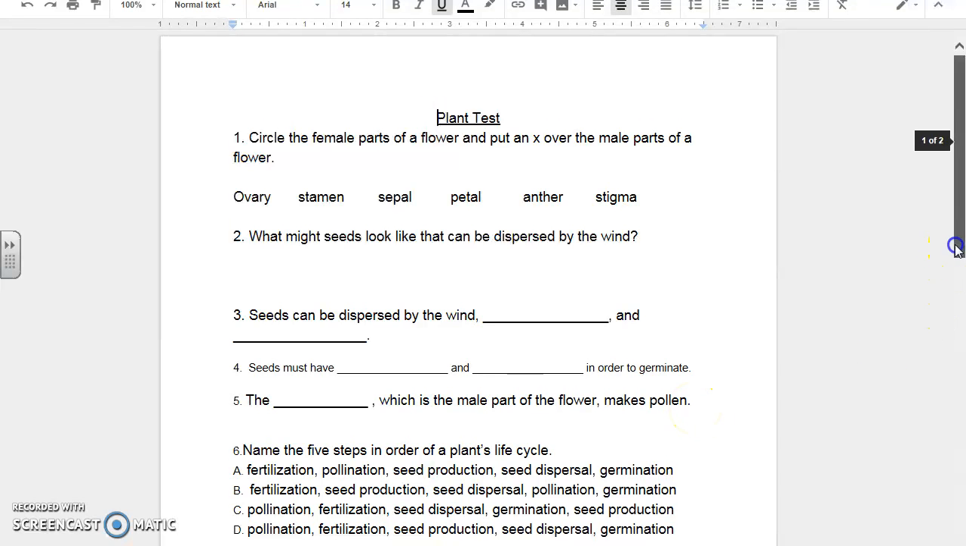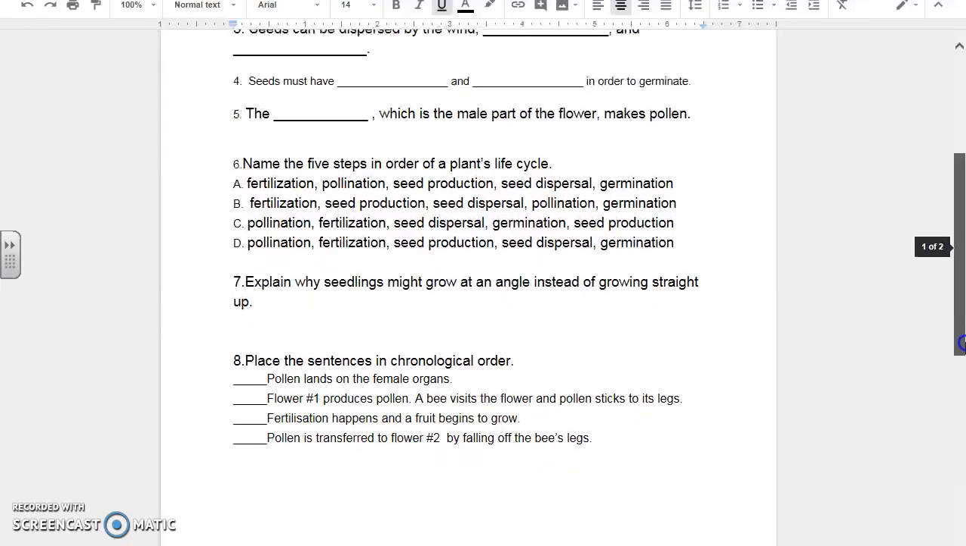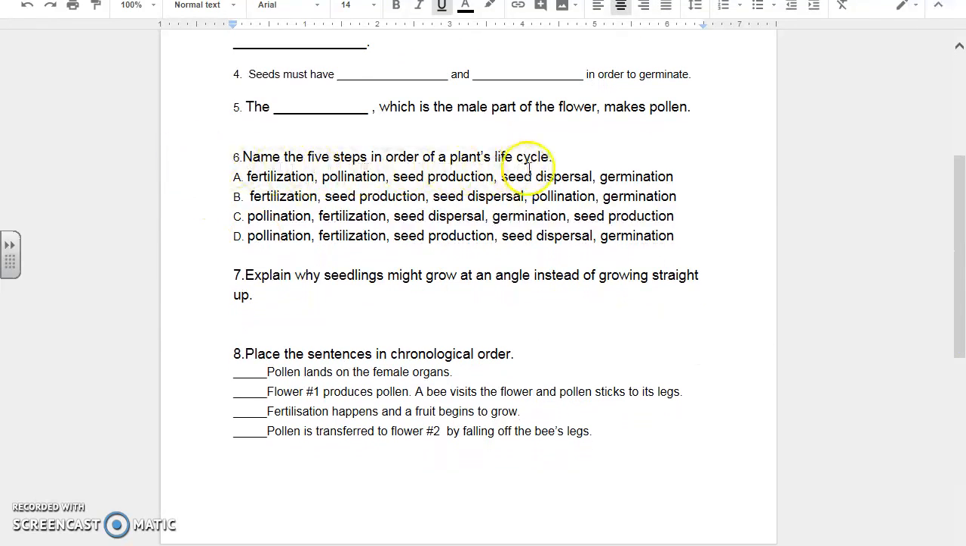Number 6. Name the 5 steps in order of a plant's life cycle. A. Fertilization, pollination, seed production, seed dispersal, germination. B. Fertilization, seed production, seed dispersal, pollination, germination.